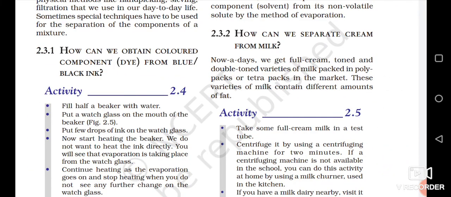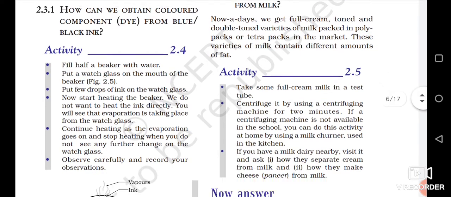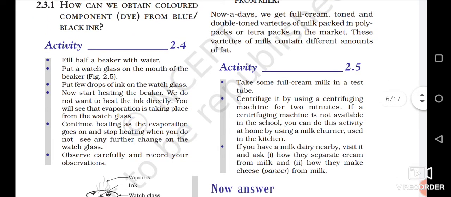Now let's talk about the second technique, which is centrifugation. What happens in centrifugation? I rotate my mixture in a centrifuge machine or in an agitator. In this machine I rotate my liquid or mixture at a very high speed, and what happens is that the denser particles of the liquid get separated at the bottom, and the particles which are less dense, which are lighter, will settle at the top.